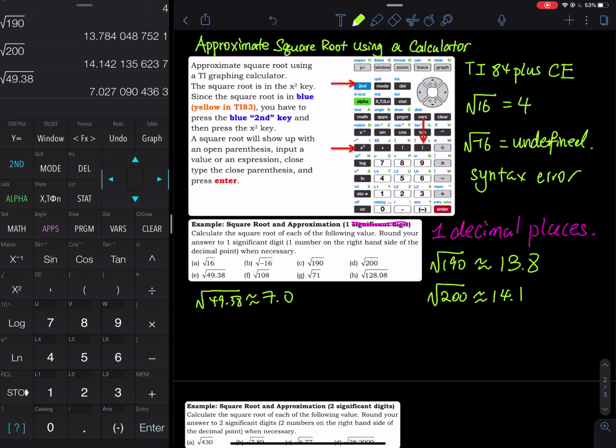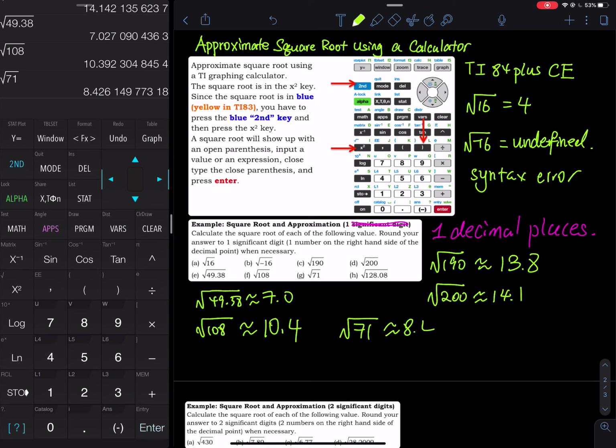7.0. The square root of 108, 13.4. The square root of 108. Okay, don't need this decimal. Is around 10.4, and then the square root of 71. Square root of 71, so that is around 8.4. And then the square root of 108.28, so that is around 10.4.